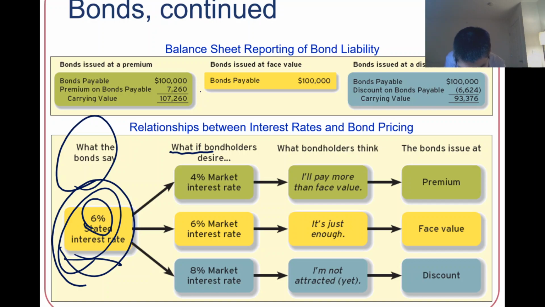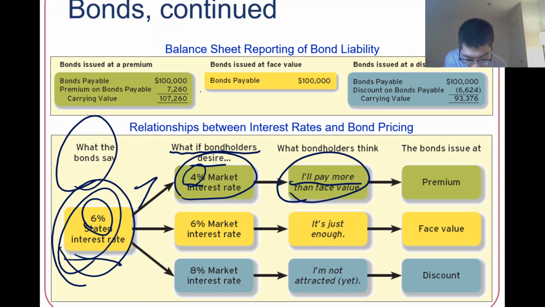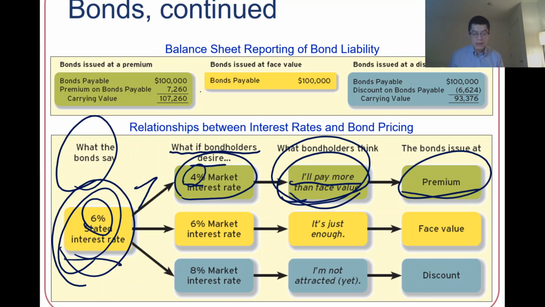But what if the bondholders want a 4% market interest rate? I'm not expecting a 6% rate of return, I'm only expecting 4%. Apparently, what we are offering now is greater than something you can easily access on the market, so it becomes more attractive to potential investors. A lot of people come to buy your bonds because you only have limited supply. Now your demand is increasing, so definitely the price will go up. So it will end up with a premium.